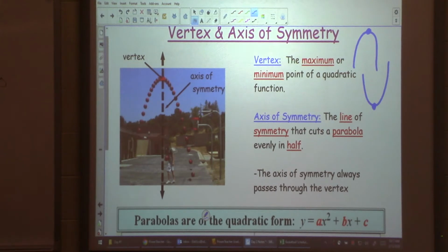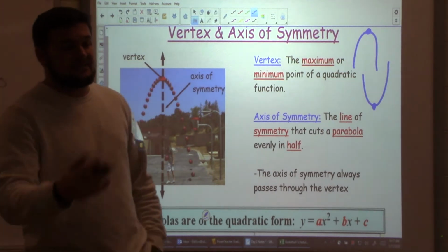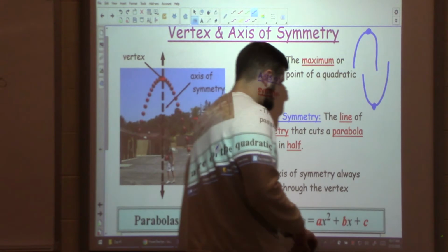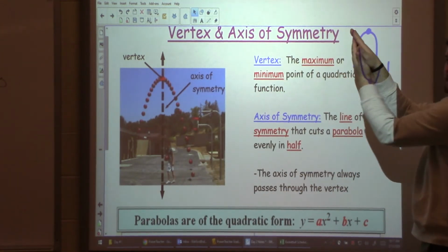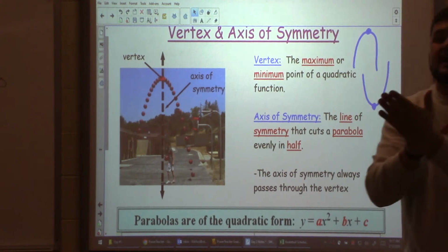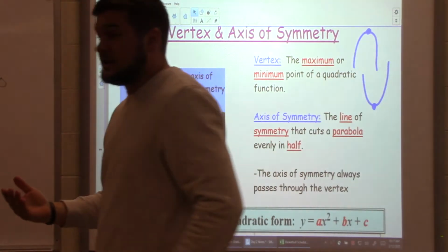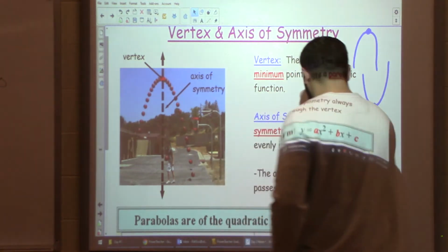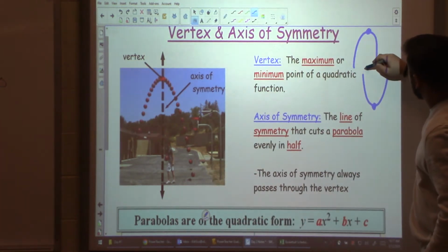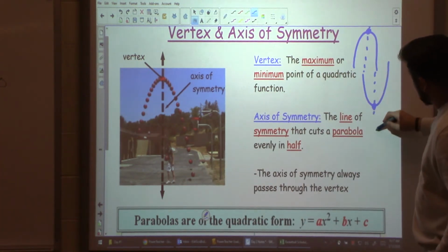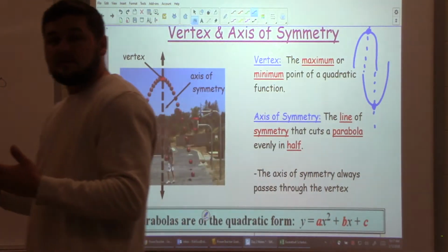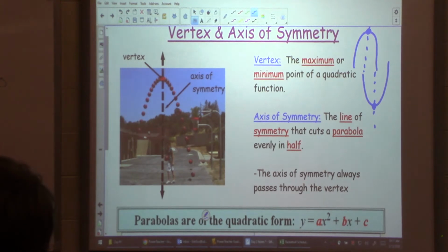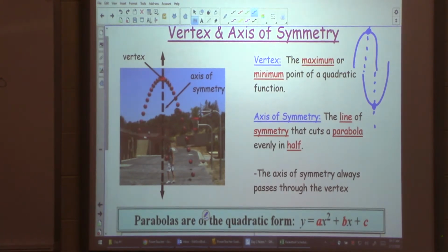Now the axis of symmetry is the line of symmetry that cuts a parabola evenly in half. If you look at these, I should be able to, when I graph, fold it over, and it should line up right with the other side. They are symmetrical, right? So the axis of symmetry cuts right through your vertex, straight up and down. You should be able to fold right over that, and it should be the same on either side. Like if you take a piece of paper and fold it in half, it fits, right? Our parabolas or quadratic functions should do the same.